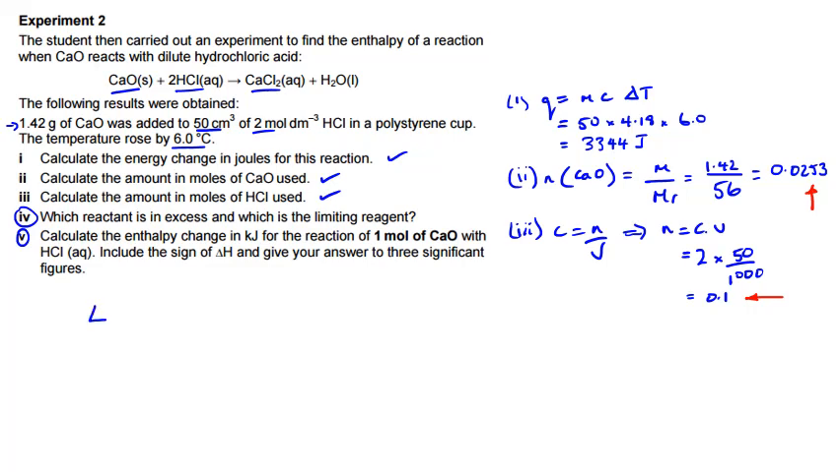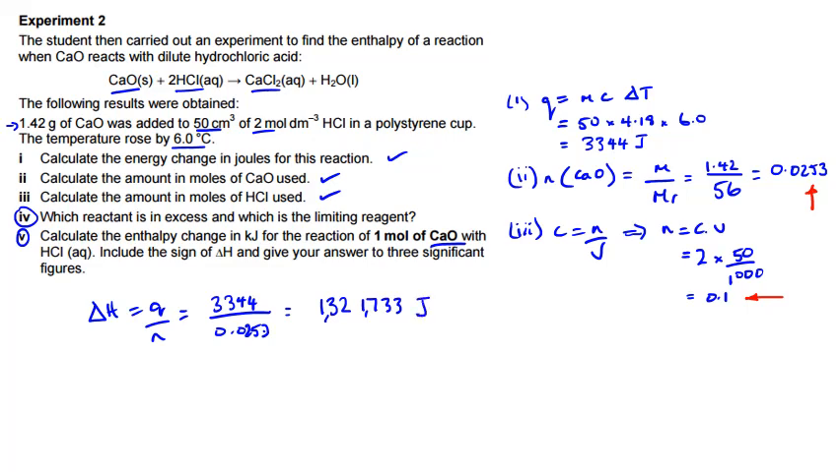Okay, so that is the same calculation. Delta H equals Q over N, where Q was 3344 from the first part of the question, and N is the N of calcium oxide, so that's our 0.0253, and so that comes out at 132.1733. So that is actually 1,321,733 joules.